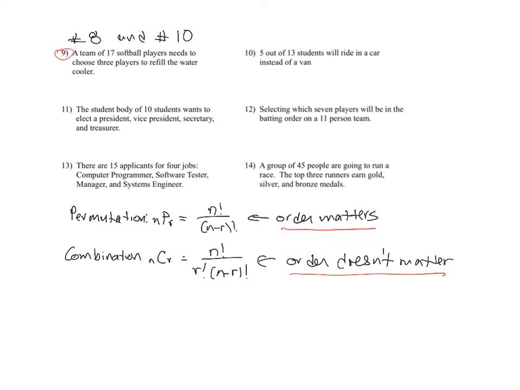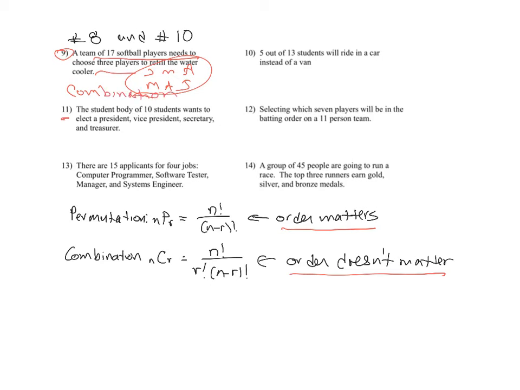So let's look at number 9. In a team of 17 softball players, 3 have to go and refill the water cooler. So if you lined up all 17 players and you randomly picked Jill, Mary, and Alice to go fill the water cooler, would it matter if you said Jill, Mary, Alice? Is there some reward for Jill for being chosen first? Or would that be the same group as if you said Mary, Alice, Jill? Hopefully you're thinking it would be the same group. The same 3 people would have to go. That makes this a combination.